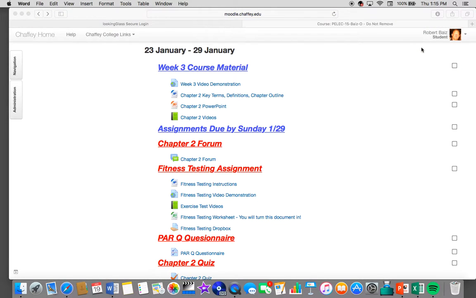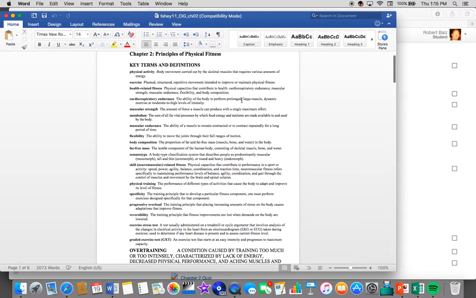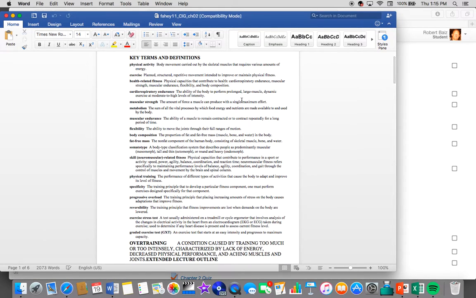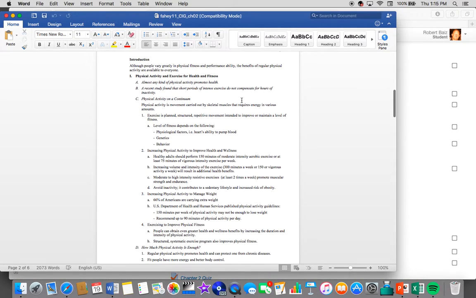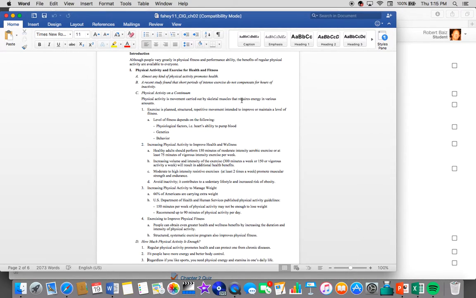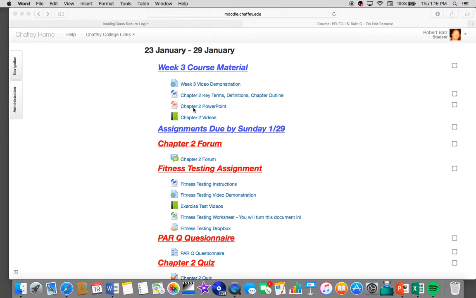As in the last chapter and in all chapters, the publisher provides me with key terms and definitions. These are just some things to help you guys study, maybe some materials that are good to have in front of you when you're taking quizzes, because a lot of times these terms might help you in answering some test questions. And then it goes through with a course outline of the entire chapter. Obviously, this is beneficial, but it is not a substitute for reading the chapters.